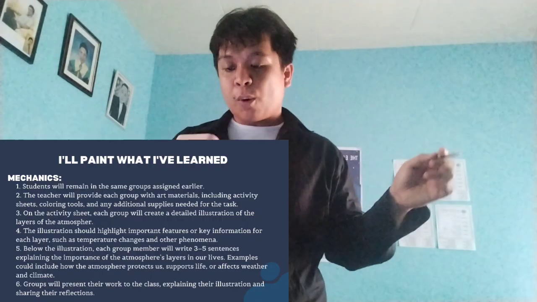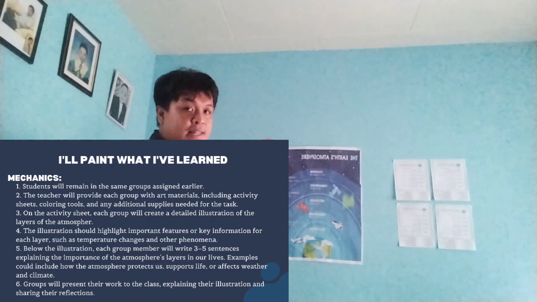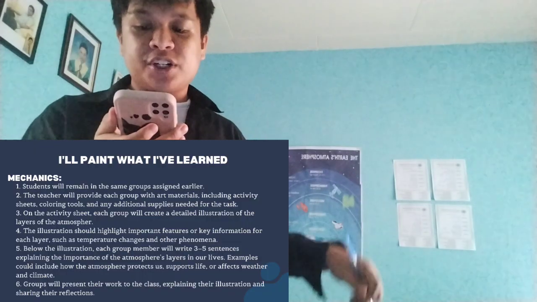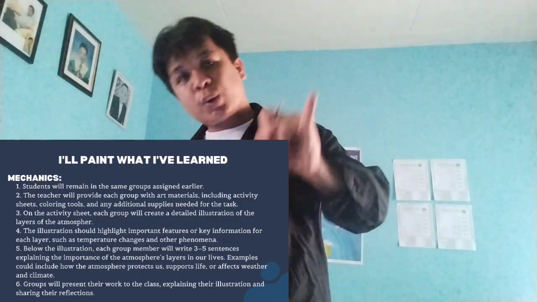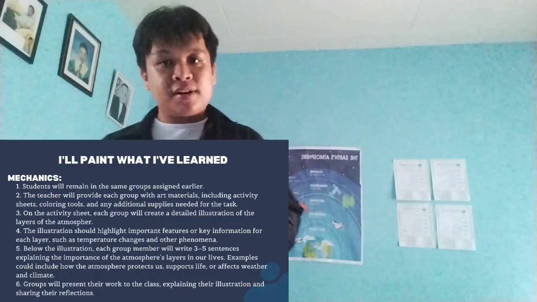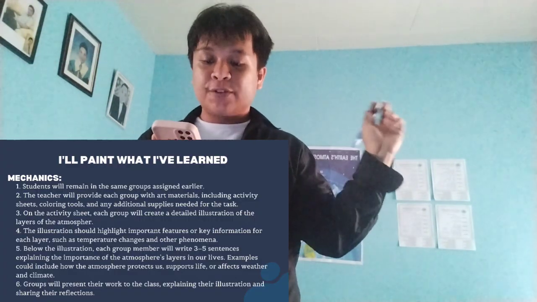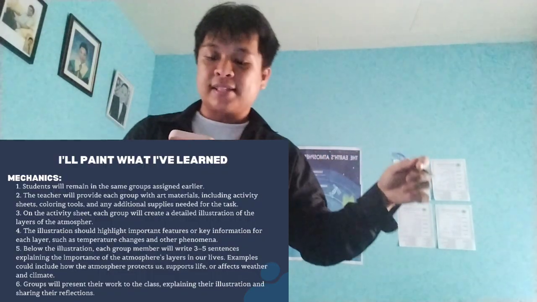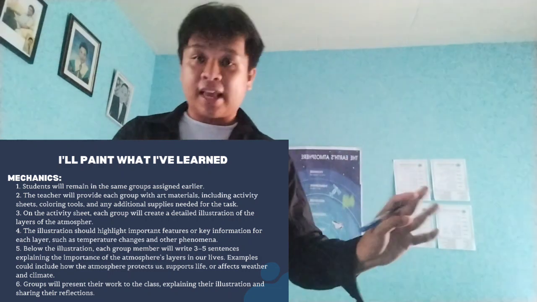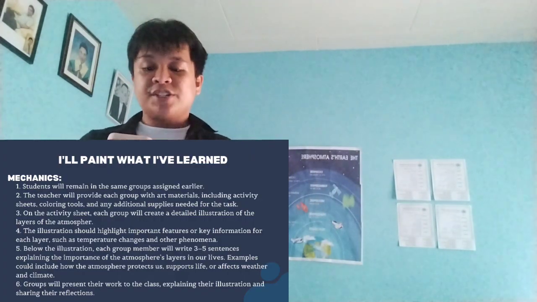On the activity sheets that I'm going to provide, each group will create a detailed illustration of the layers of atmosphere, same as this one, as a diagram. The illustration should highlight important features and key information for each layer, such as the temperature, distance from the Earth's surface, and other phenomena. Then below the illustration, write 3 to 5 sentences about the importance of atmospheric layers in our lives. For example, how the atmosphere protects us, supports life, and affects weather and climate, and others. After that, groups will present their works to the class, explaining their illustrations and sharing their reflections.